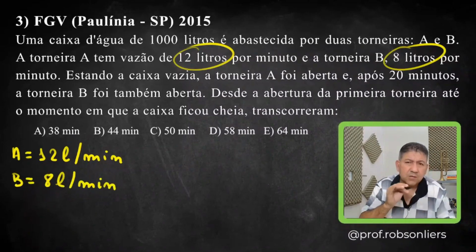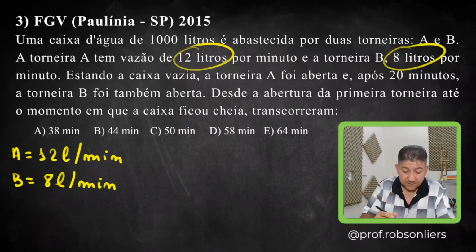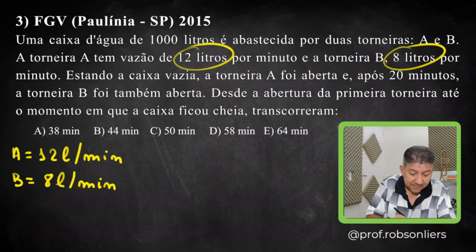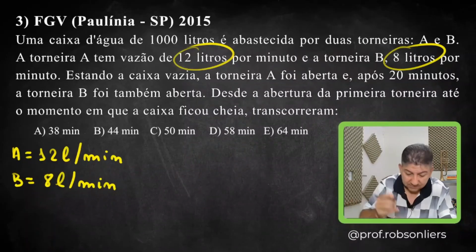Now, let's use our logical reasoning a little bit. The problem tells us the following, okay? With the tank empty, faucet A was opened, and after 20 minutes, faucet B was also opened. In other words, faucet A stayed open for 20 minutes. Let's calculate. Here, faucet A fills 12 liters per minute. Let's calculate in those 20 minutes how many liters faucet A put into the tank.